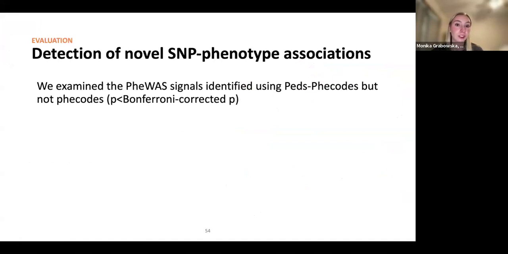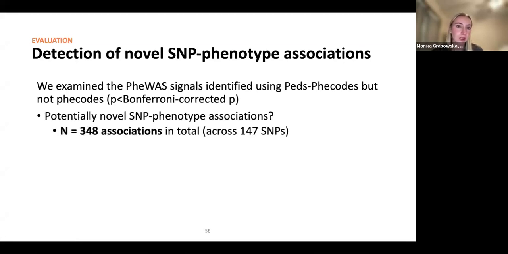We also looked at potentially novel SNP phenotype associations. Here, looking specifically at those signals that were identified in the PheWAS using the PEDS Phecodes, but which we weren't able to pick up using the Phecodes. And for this, rather than using that p less than 0.05 replication threshold, we used a Bonferroni corrected p-value threshold. Our thought here was that these signals that were unique to the PEDS Phecodes might represent novel genotype-phenotype associations. And we found a total of 348 of these associations across 147 of the SNPs that we had looked at.